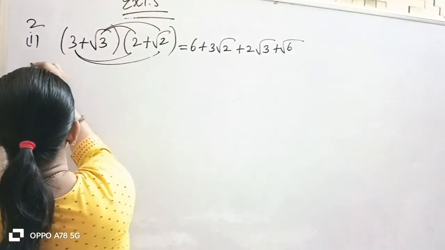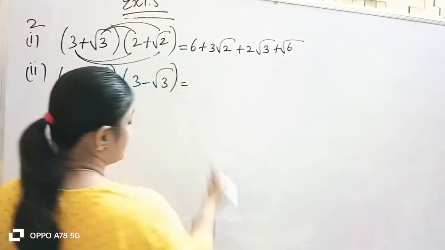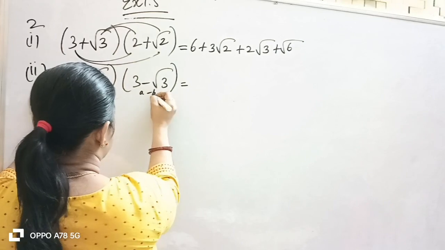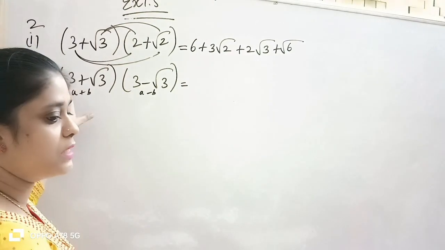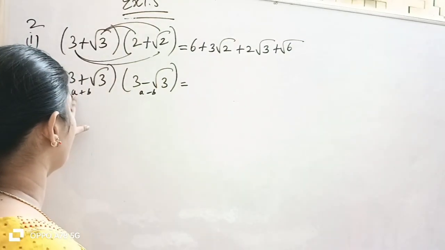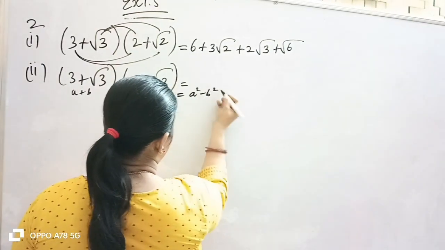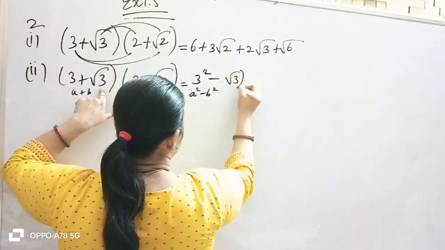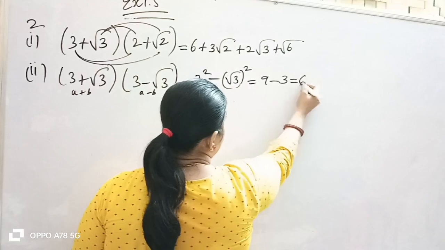Second sum: 3 plus root 3 into 3 minus root 3. Is the question correct? Yes. Here it looks like a plus b into a minus b, the number is the same and only the sign differs. Now listen, don't take notes now, I will give you time. You know the identity: it is a square minus b square. So instead of a, 3 square, minus instead of b, root 3 square. 3 square is 9, root 3 square is 3, your final answer is 6.